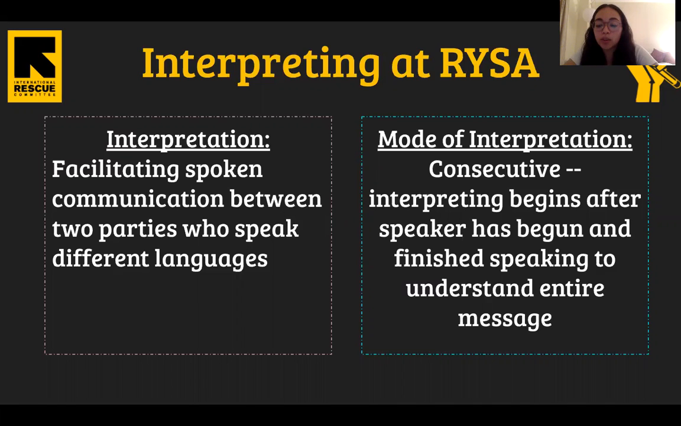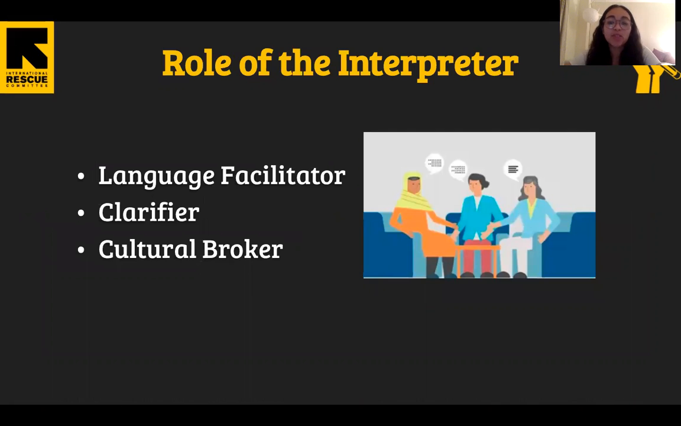And the mode of interpreting that we will be focusing on is consecutive, meaning that interpreting begins after a speaker has begun and finished speaking to understand an entire message. For example, if you are interpreting for a student and a teacher, what you may do is have the student speak first, have them pause, and interpret that first message. Then you will allow the student or teacher to speak the next part, and then you will interpret. This is what it means to do consecutive interpreting, which is the mode that we want to strive for at RYSA to ensure accuracy.